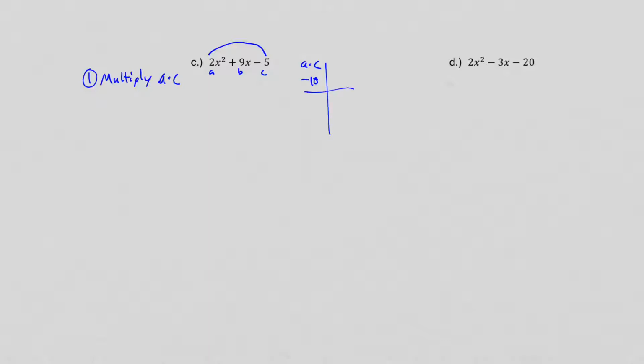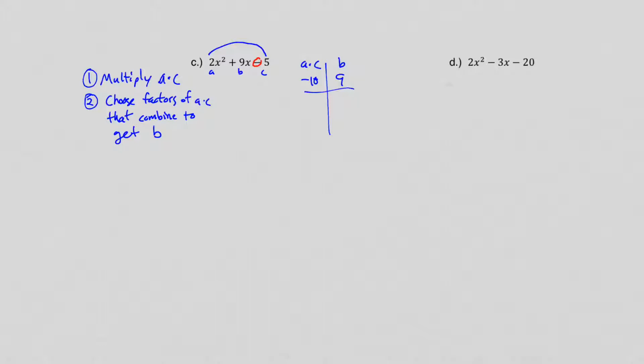And then the list of factors, or choose factors of AC that combine to get the middle term, B. Okay, so B is 9. Okay?